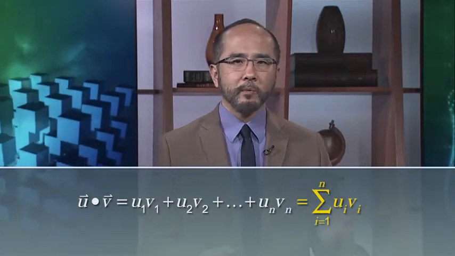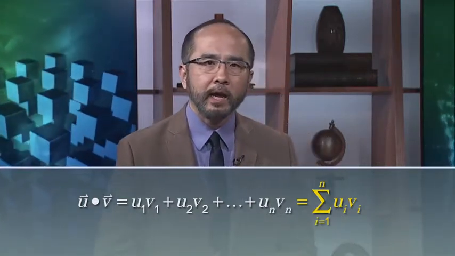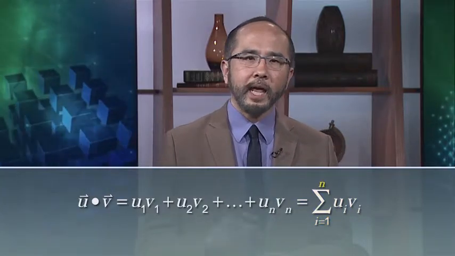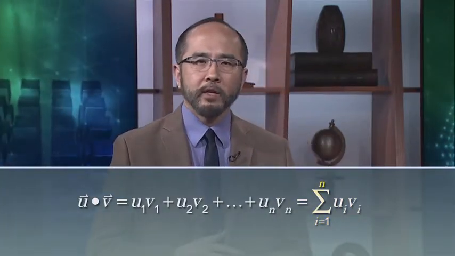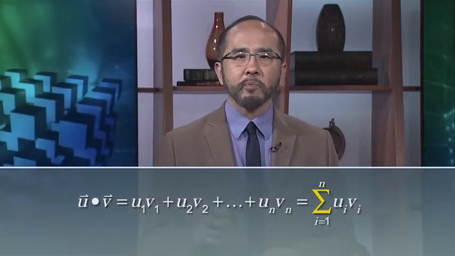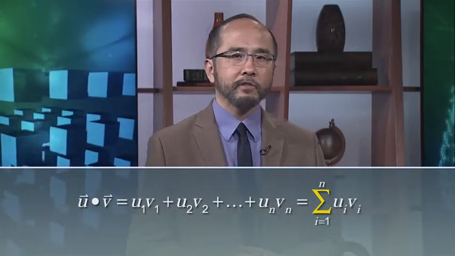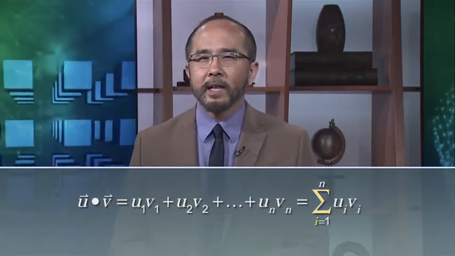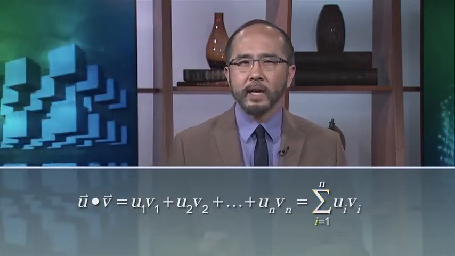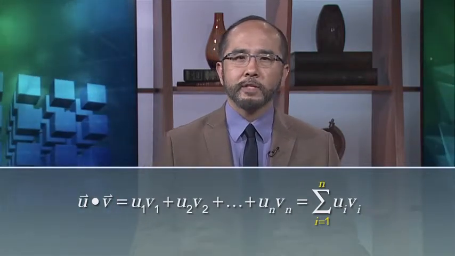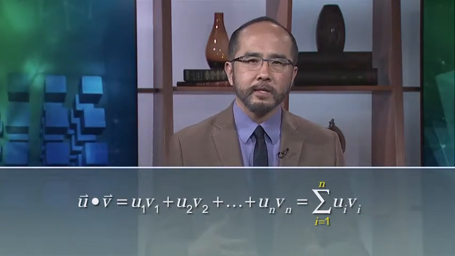We write sigma ui vi and write i equals 1 below the sigma and n above the sigma. The Greek letter is a capital sigma. It's like the capital S in Greek, and it stands for sum. The letter i represents the index, and the i equals 1 and n tell the reader what are the starting and ending indices of this sum.